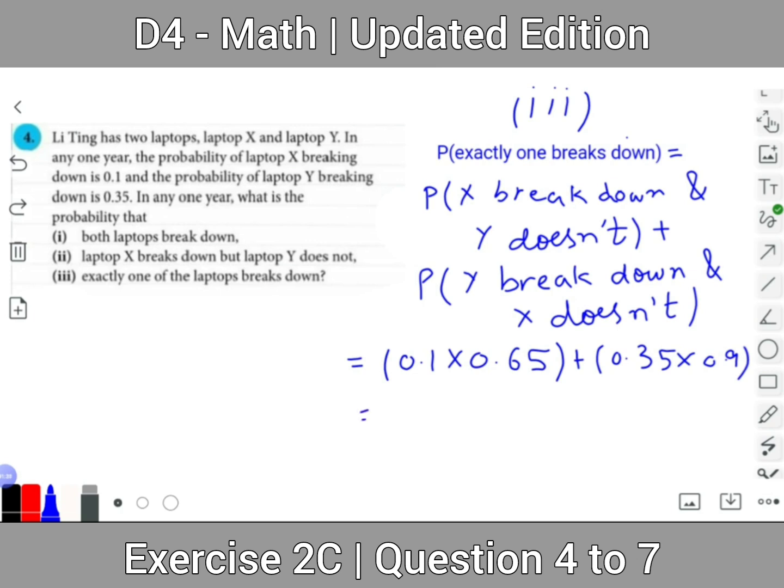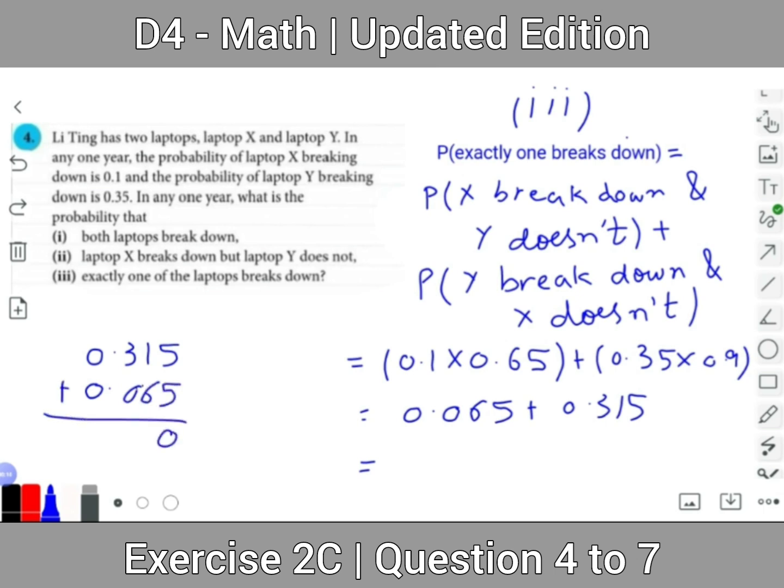Now after multiplication we will get 0.065 plus 0.315. Now we will add up 0.315 and 0.065. After adding up we will get 0.38. So the answer is 0.38. Now the probability that exactly one breaks down is equal to 0.38.